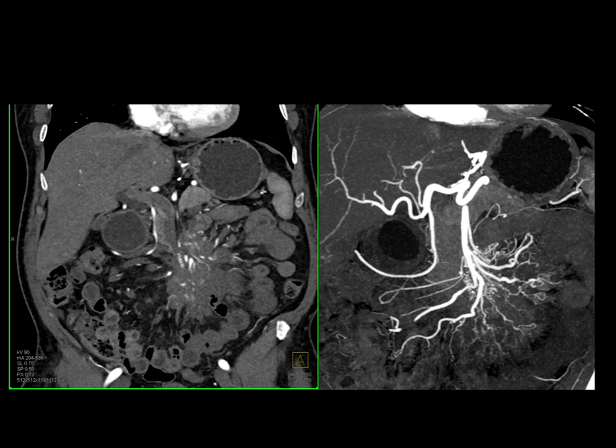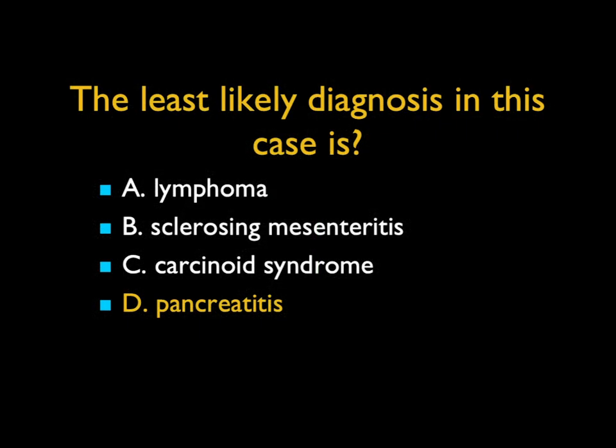Pancreatitis can extend down into the mesentery. You could see displacement of vessels, but the inflammation of pancreatitis looks different. This is more solid. This, in fact, as I mentioned, was sclerosing mesenteritis, and the least likely diagnosis would be pancreatitis.